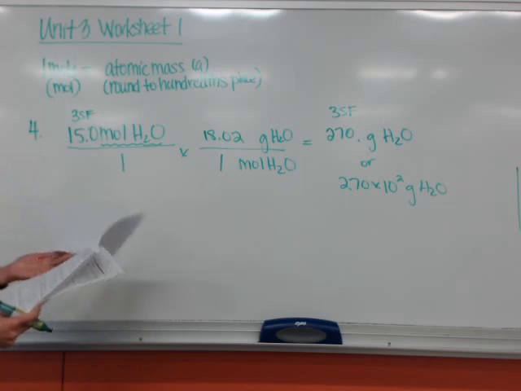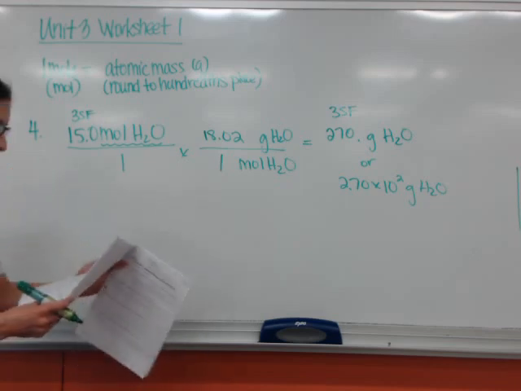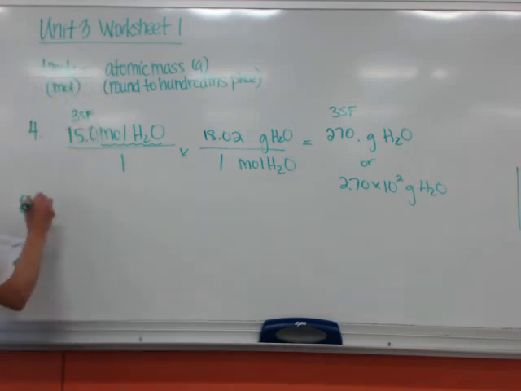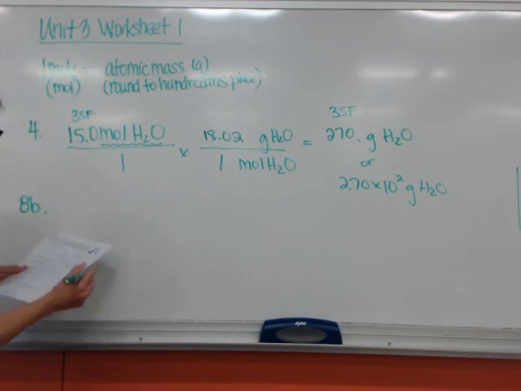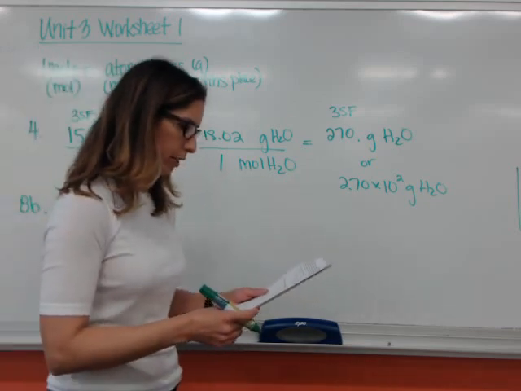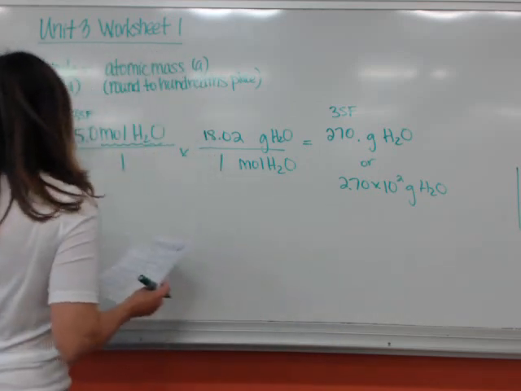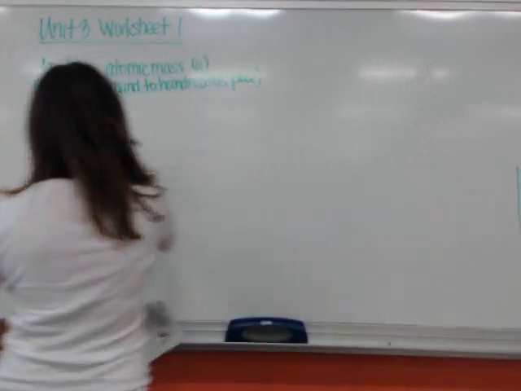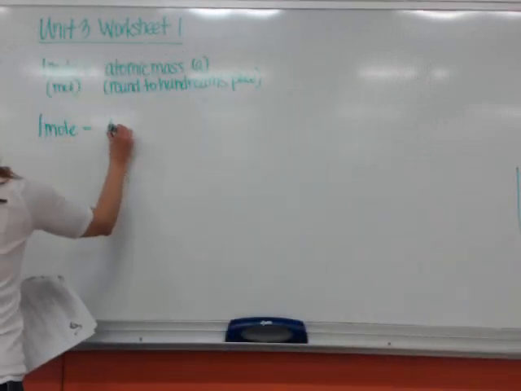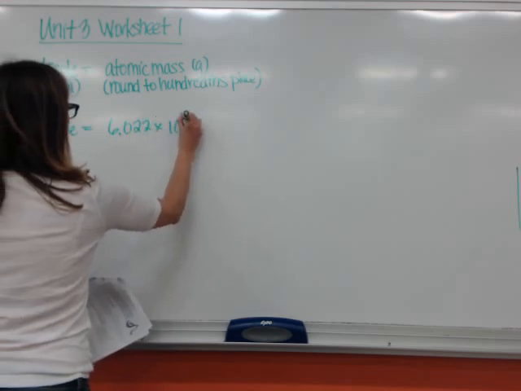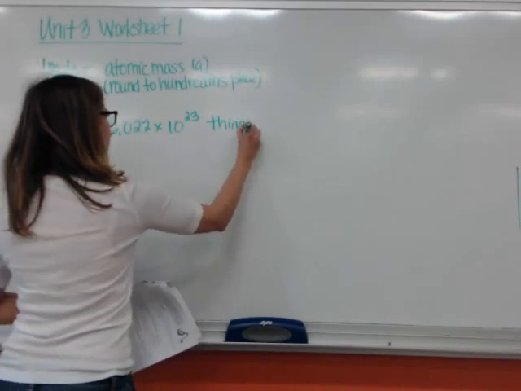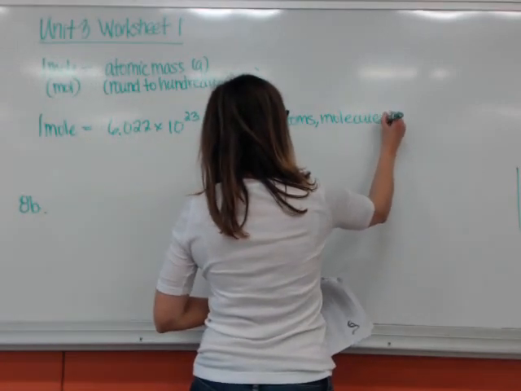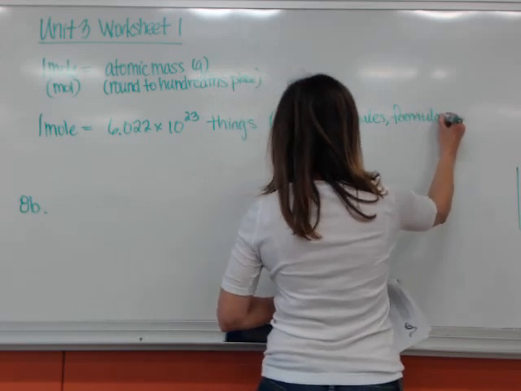Number 7, you will do. Number 8A, you will do. I will do 8B. How many moles of hydrogen atoms are in a sample of ammonia? Okay, so since you also know that a mole is equal to 6.022 times 10 to the 23rd things, those things may be atoms, molecules, or formula units.